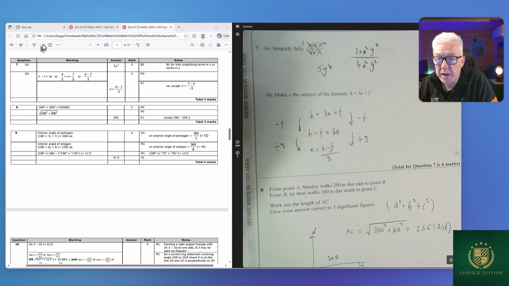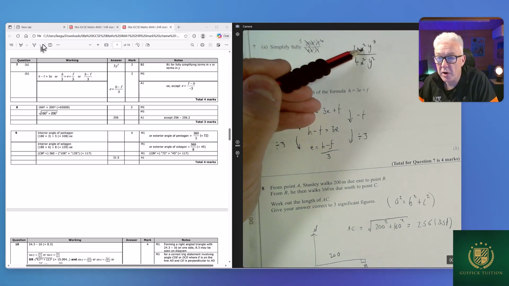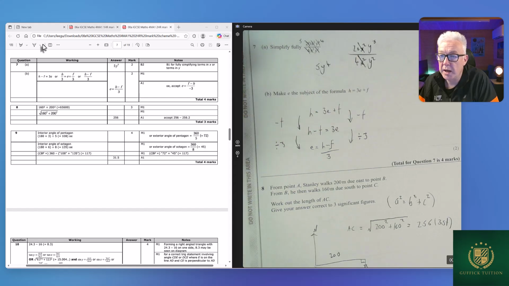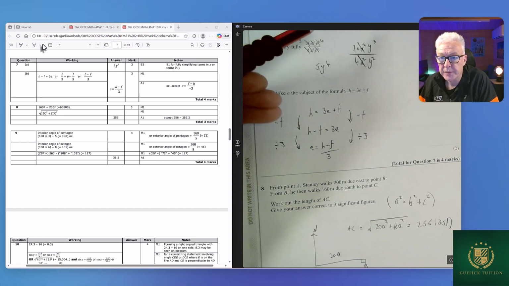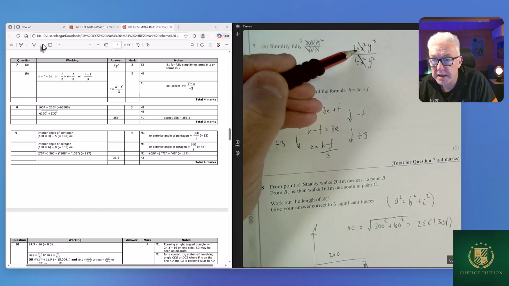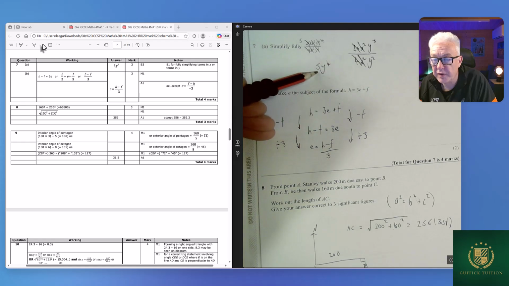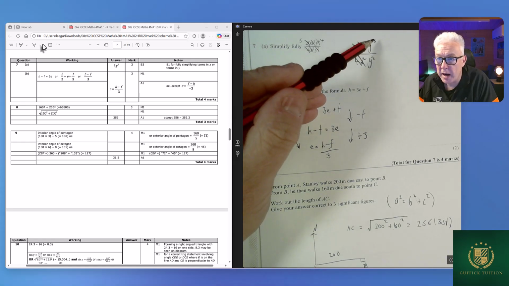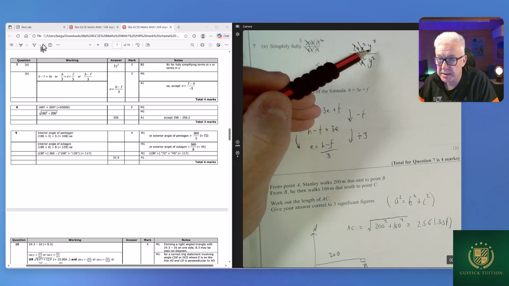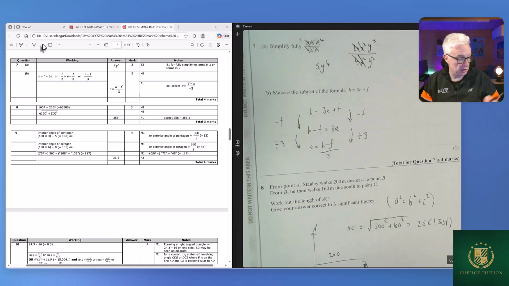So I think the thing we can do here is notice that we've got x squared in the numerator and x squared in the denominator, so they can cancel. And then 20 divided by 4 is going to give us 5. And then y to the power 6 divided by y squared is the same as y to the 6 take away 2, which is y to the power 4.